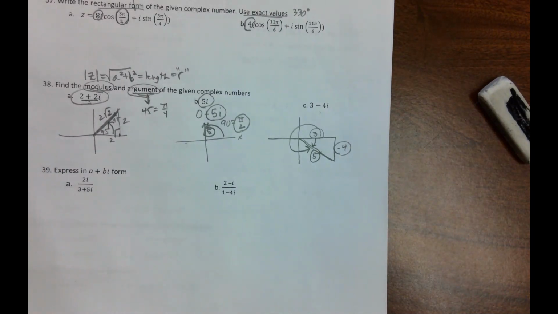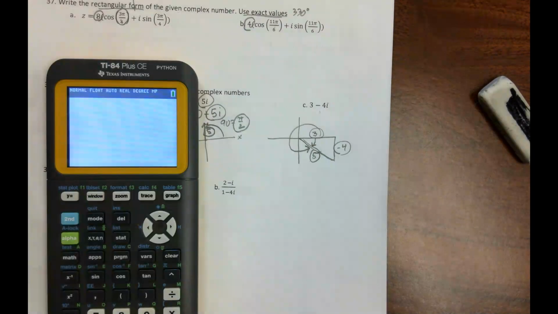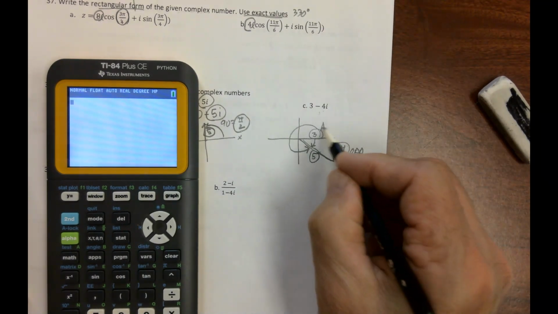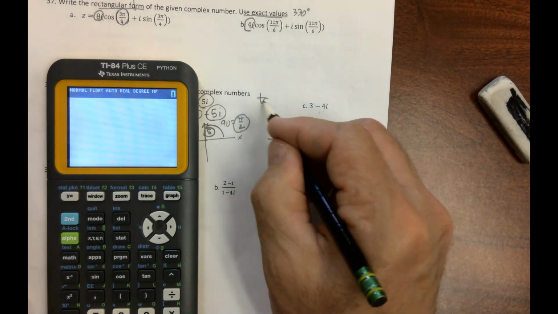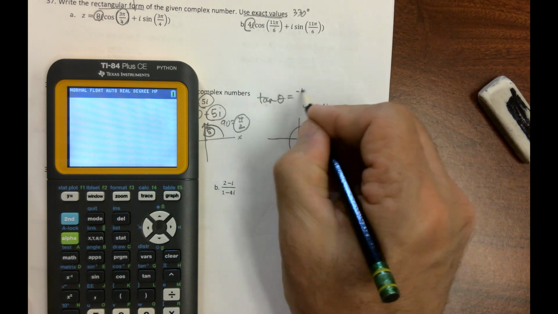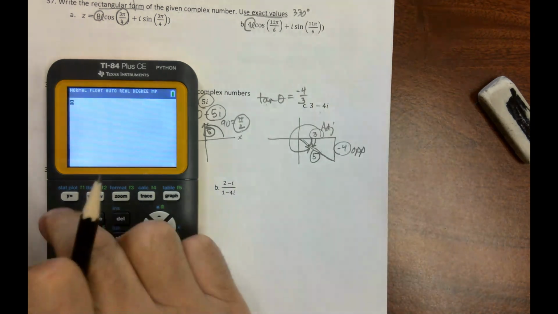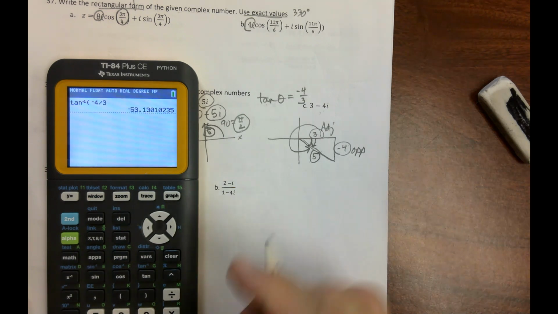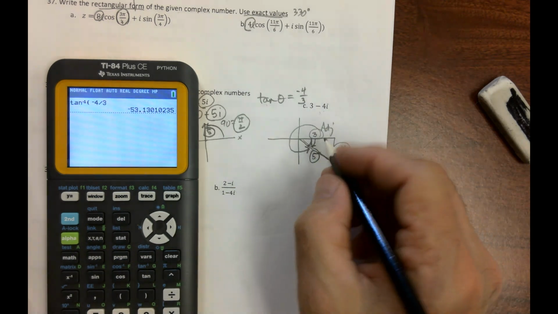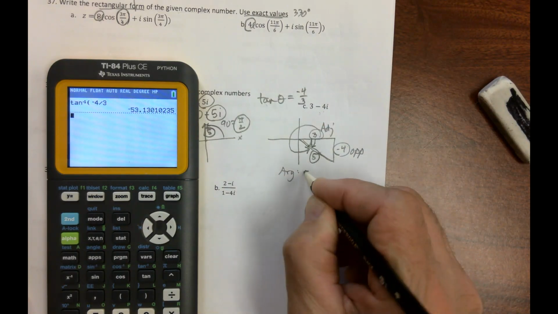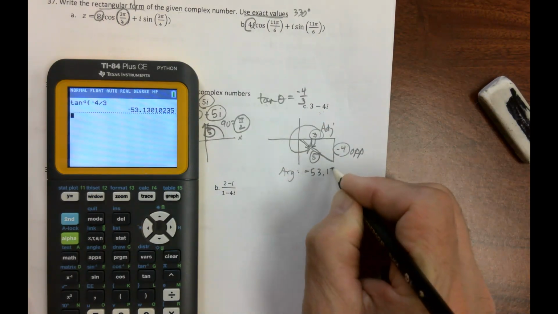I'm going to use these two values. Oh, I already put my calculator away. Give me a second. So I'm just going to take these values here, opposite and adjacent, and say tangent of my angle is opposite over adjacent. So inverse tangent of negative 4/3, I got negative 53.13. So my argument, negative 53.13, that's the negative.